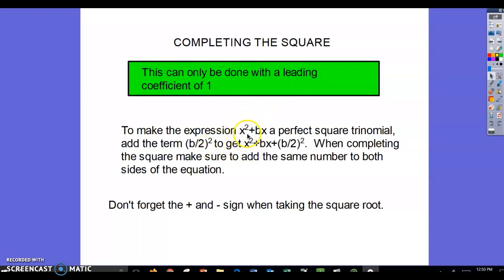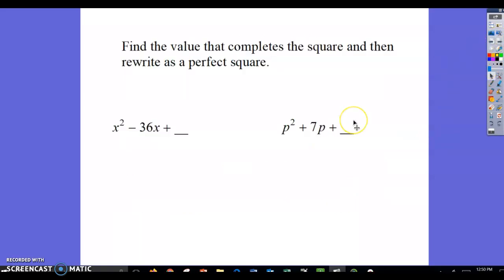To make the expression x squared plus bx a perfect square trinomial, add the term half of b squared to get x squared plus bx plus (b over 2) squared. So we're going to half b and square it to get this term. When completing the square, make sure to add the same number to both sides of the equation. Don't forget the plus minus sign when taking the square root. That's also important because sometimes students forget that. So let's look at what this actually means.